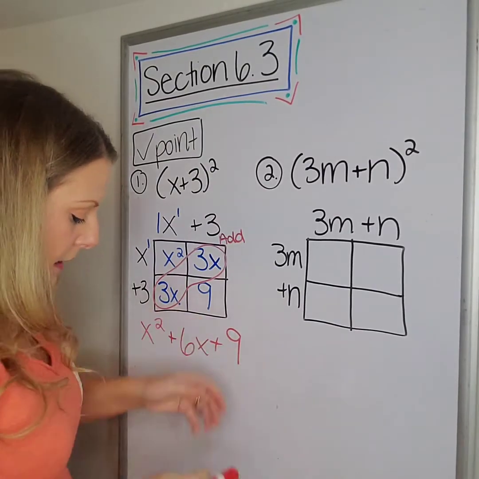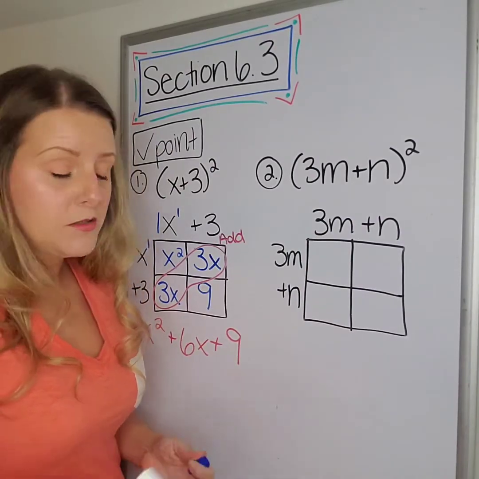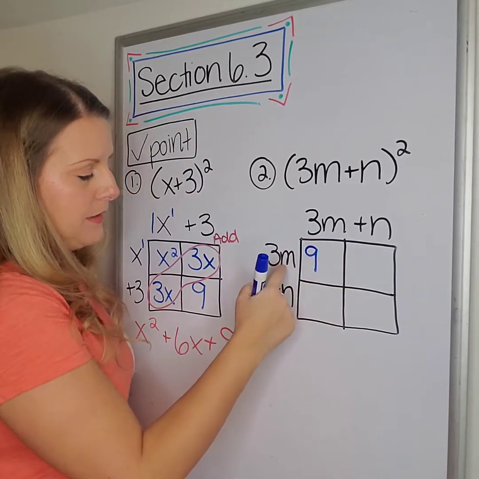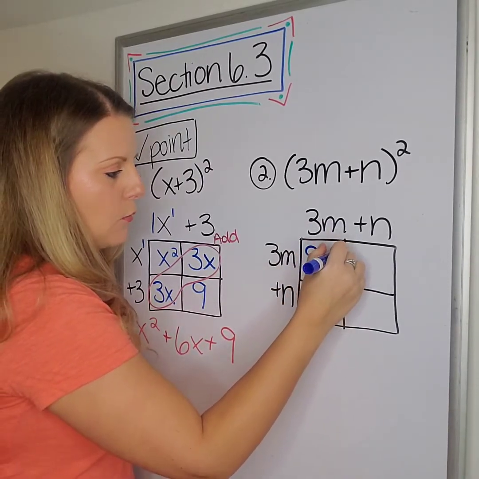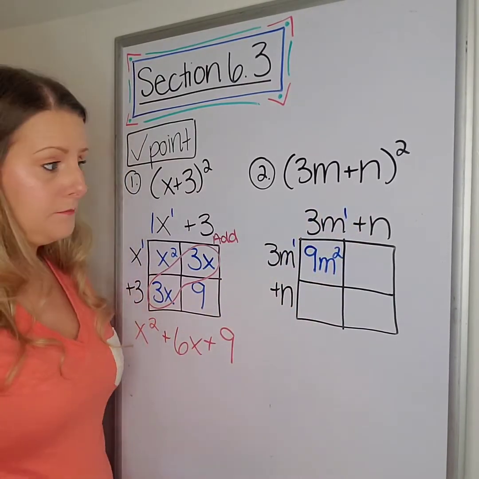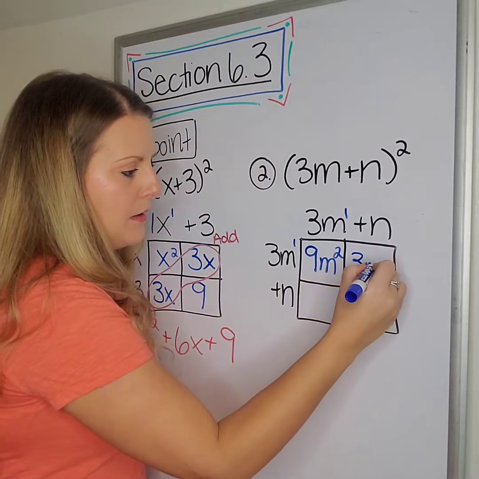Same thing with 2 letters. If we have an M and an N, it's going to work the same way. You're just going to have 2 letters in your answer, which is totally fine. 3 times 3 is 9. M times M is M squared. And again, if you need to throw the little ones in there, you can totally do that. 3 times MN is just 3MN.